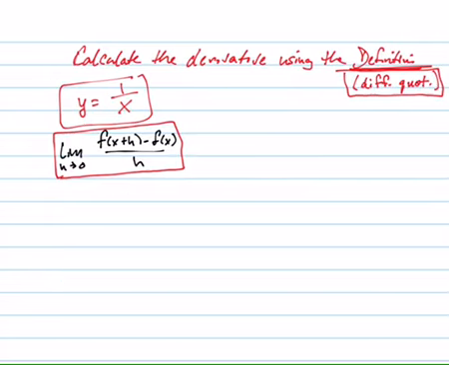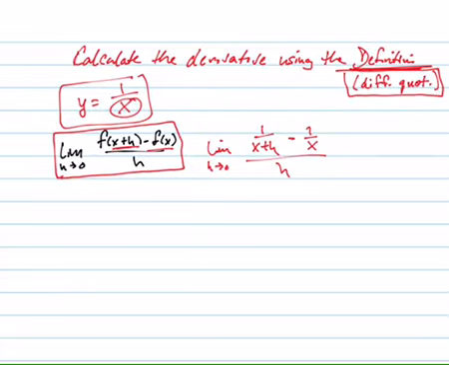But here's the first thing you usually learn: how to do it using the definition of derivative. So let's go ahead and write this out. It's the limit as h goes to 0 of f of x plus h. So I'm going to plug in x plus h everywhere I see x, minus f of x. So that's just f of x is just 1 over x, all divided by h.